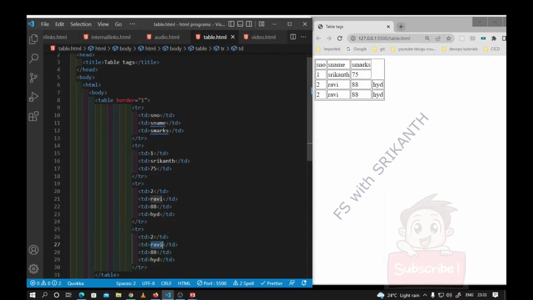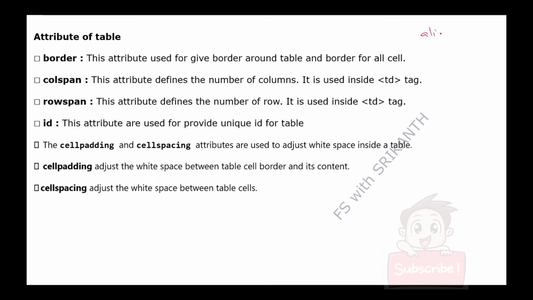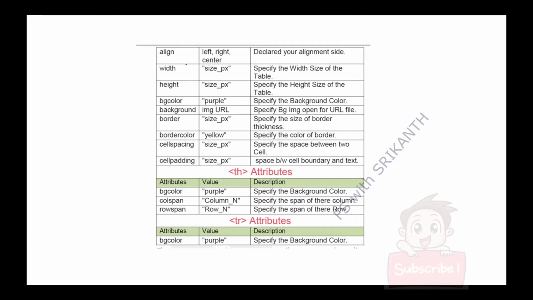Suppose here in Ravi's place I want to place Raju, and he got 98 marks, right? In this way we can attach n number of rows and n number of columns to this table. And the table tag contains multiple attributes like align, width, height, bgcolor and background, and so on. These properties we can discuss.